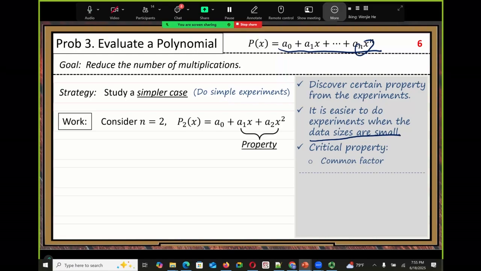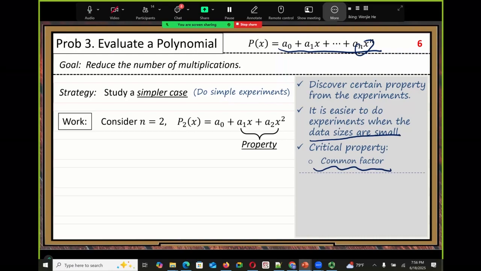Now let us try to discover some useful property in these two terms. The property is they have a common factor. There is a common factor between these two terms. The common factor is x.